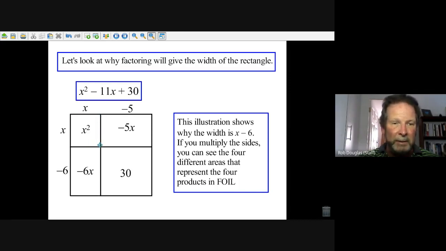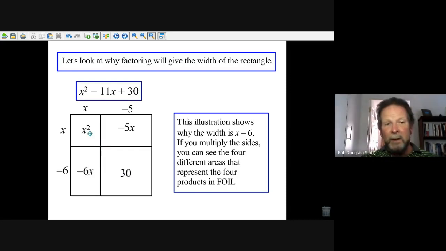This whole thing is x by x by x, this whole thing right here. This side here is x. So it's minus 5 times x. That gives you minus 5x. Down here, this length must be x, just like it is up above. And minus 6 times x gives you minus 6x here. And the plus 30 is a little bit tricky. If that's minus 6 there, then it must be minus 6 right here. And if that's minus 5, it must be minus 5 right here. And minus 6 times minus 5 is 30.